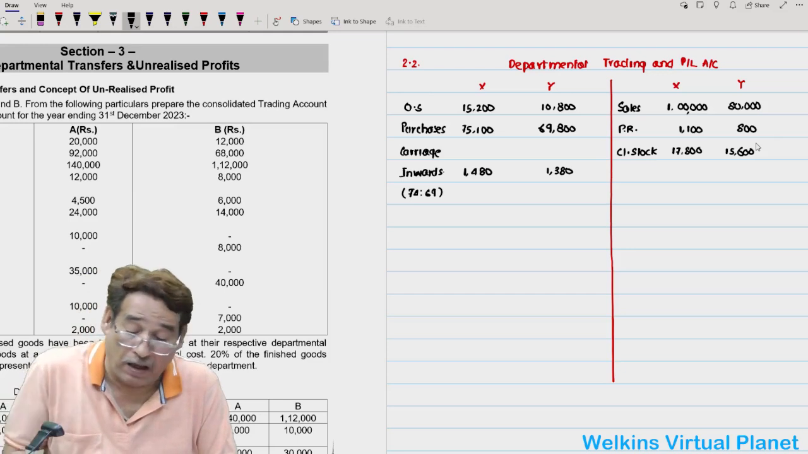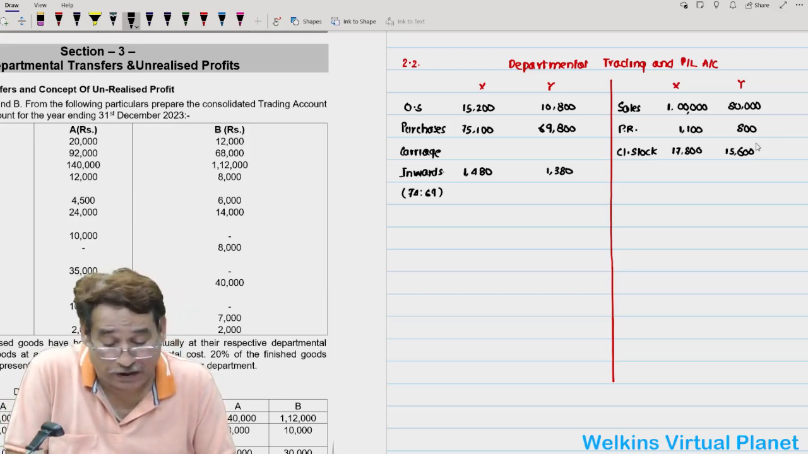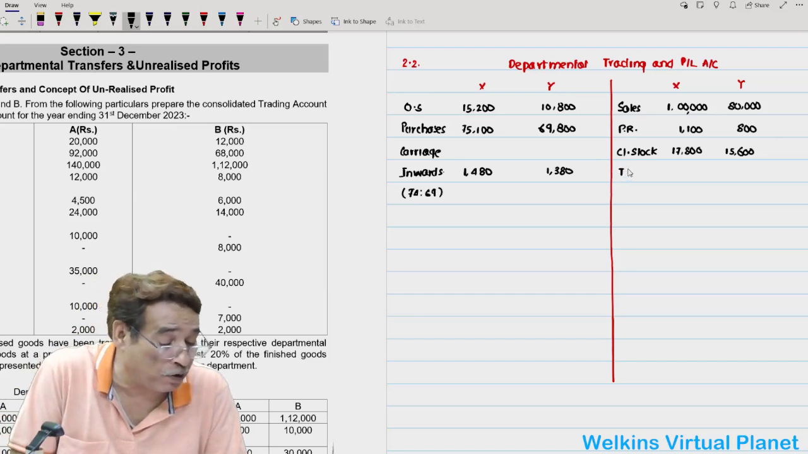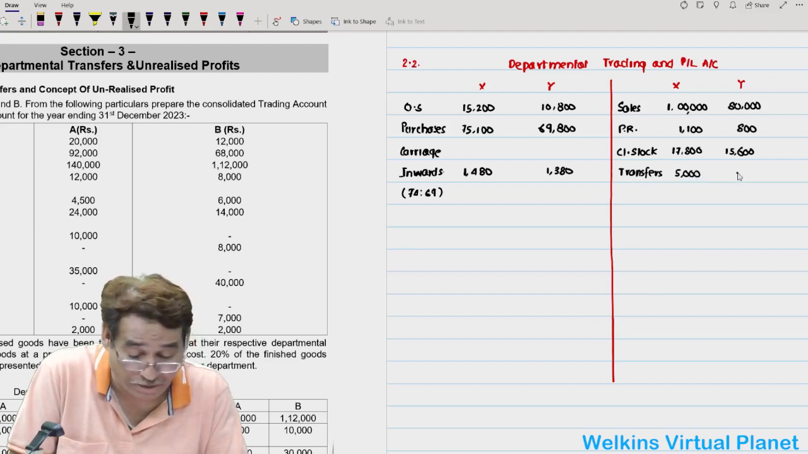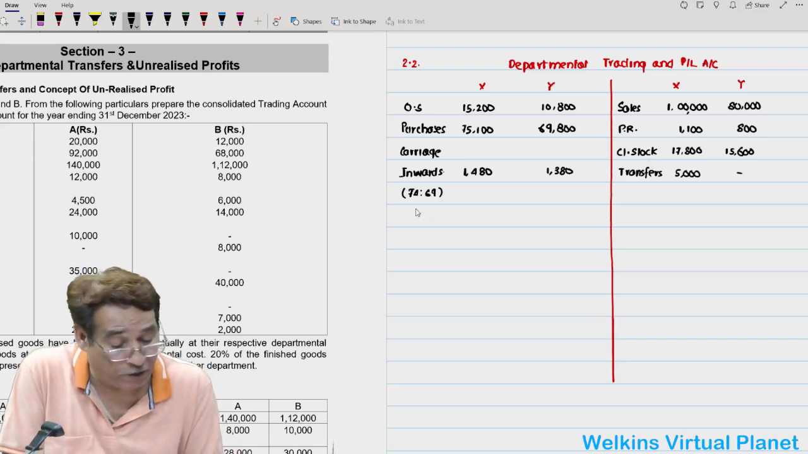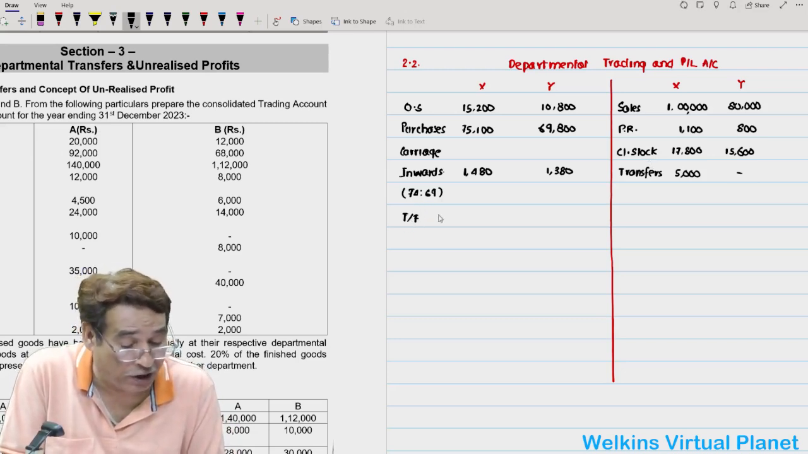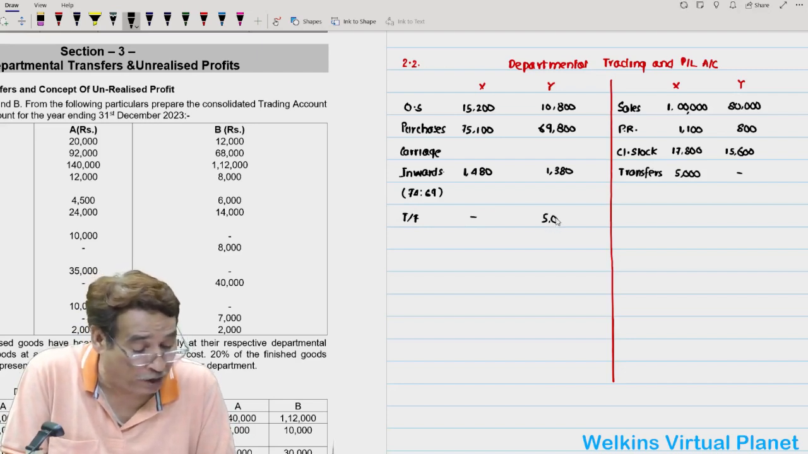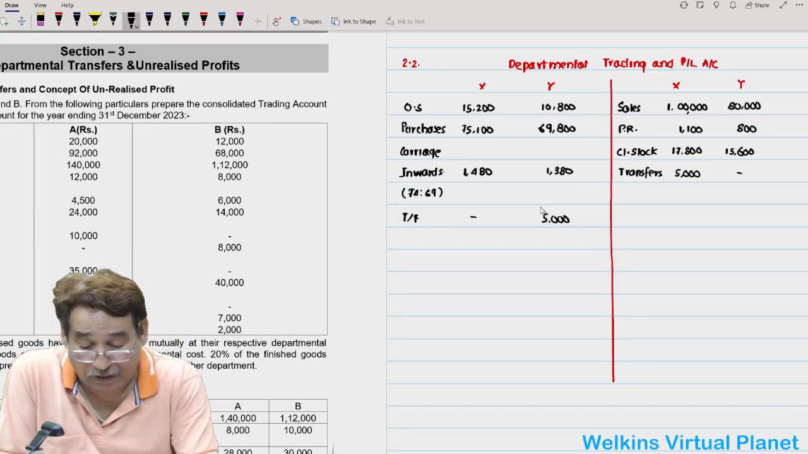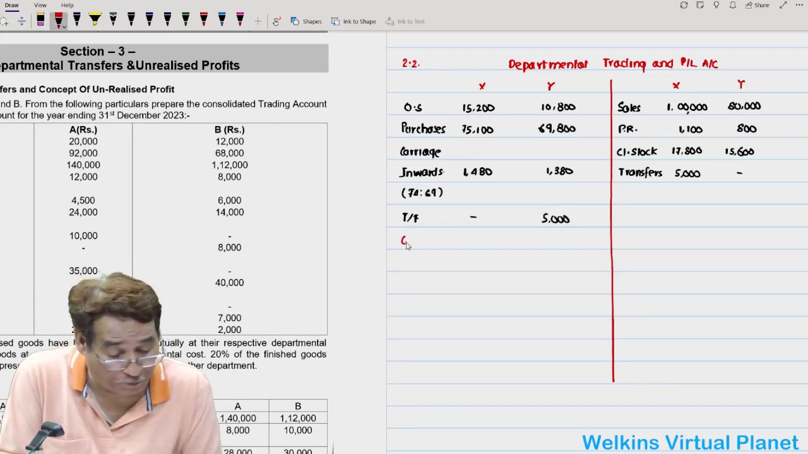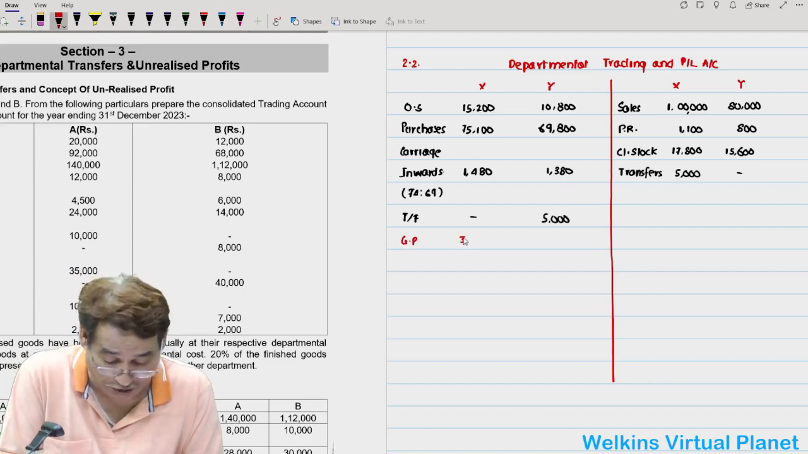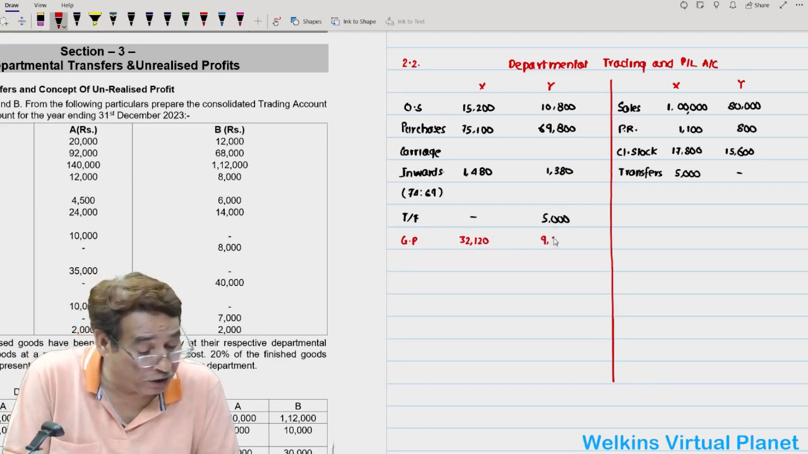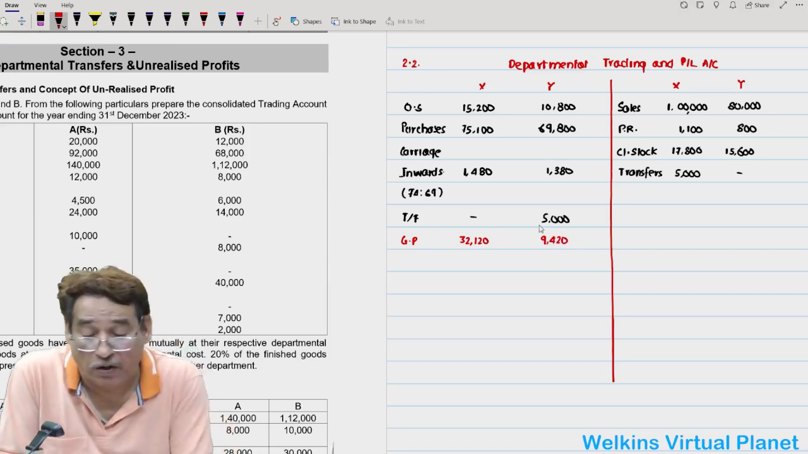Now below, as per information number 1, it was given that Department X has transferred some goods. So write transfers. Department X has transferred 5,000 worth of goods to Department Y. So towards the credit side of Department X, I will write 5,000, and transfers I will write towards the debit side of Y because Y is the receiving department. Then I will compute my gross profit. The gross profit will be equal to 32,120 and 9,420. This will be your gross profit.